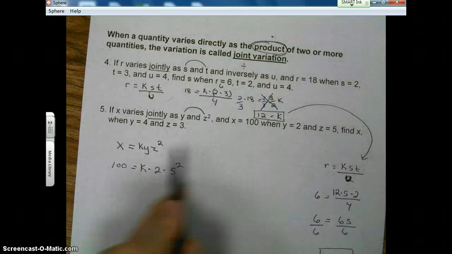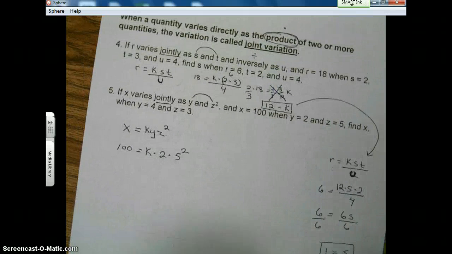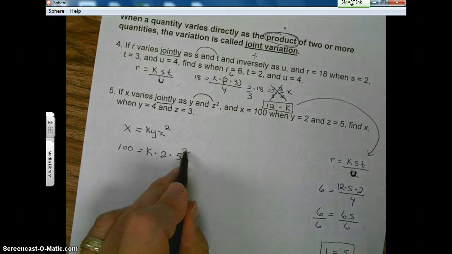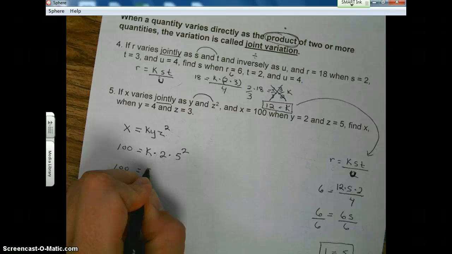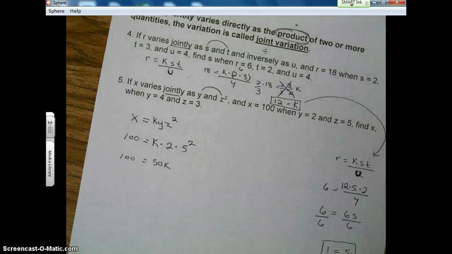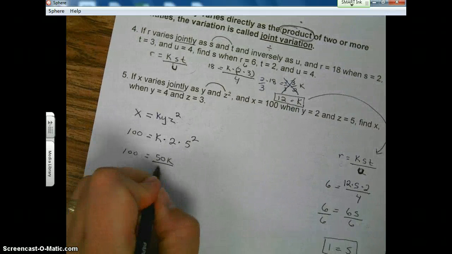So I'm substituting the numbers in, solving for K. 5 squared is 25. 25 times 2 is 50. So we have 100 equals 50K. Divide both sides by 50.